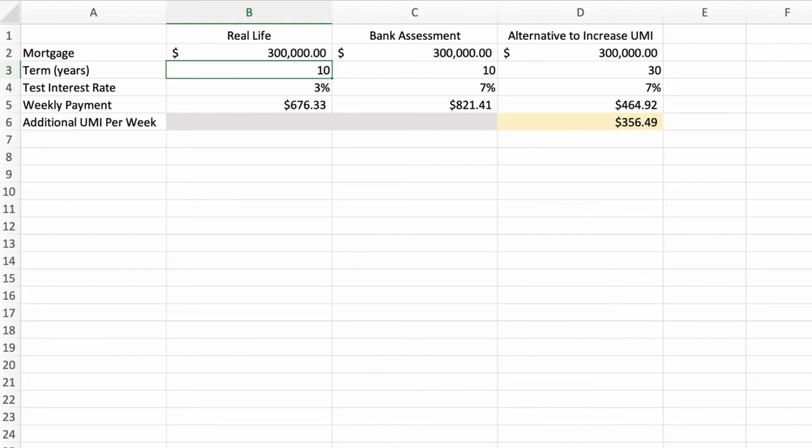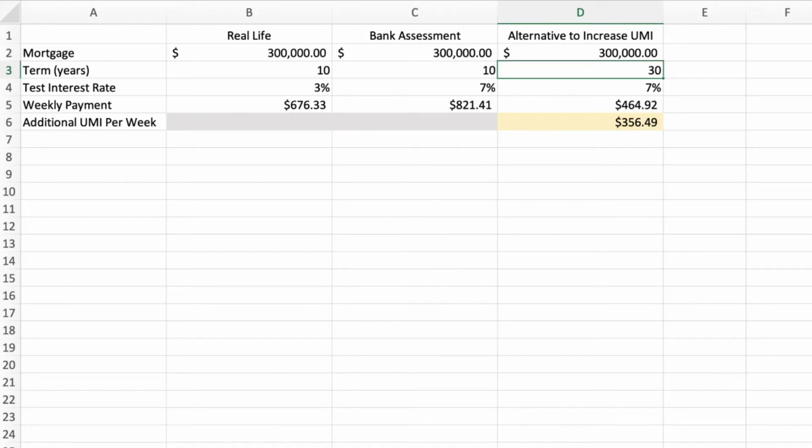Now, I want to give an example of how restructuring your personal mortgage can improve your UMI. Let's look at someone with a mortgage of $300,000 who has 10 years left on their remaining loan term, fixed at say 3%. Now the bank will look at this based on their test rate, we'll call it 7%, and that loan term of 10 years. So the bank assessed repayments is $820 a week, even though in actual fact this person would be paying $145 less per week because of their interest rate being actually 3%.